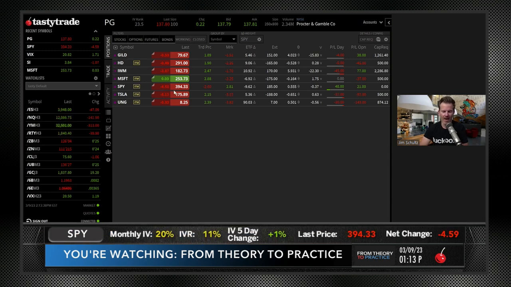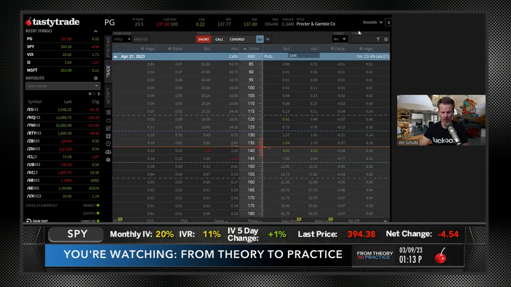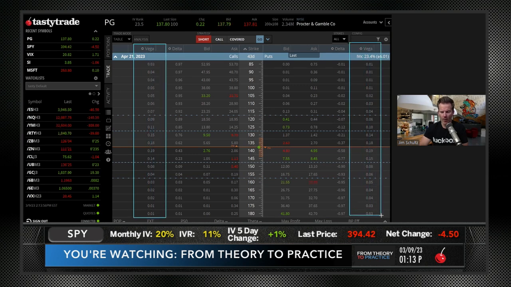And so Procter and Gamble, if we go into the trade page on Procter and Gamble, go into April. So we stay in the April cycle. So the first thing that I want to point out, and this can be a bit confusing, right? If you haven't really been shown this before, look at the Vega on both sides of the option chain. So the calls and the puts. Calls on the left, obviously, puts on the right.